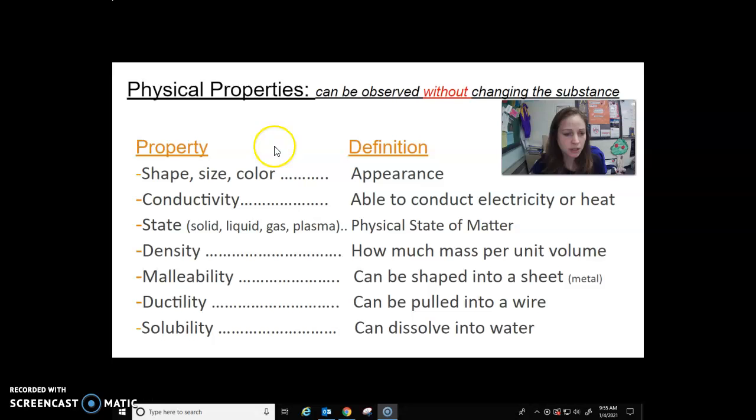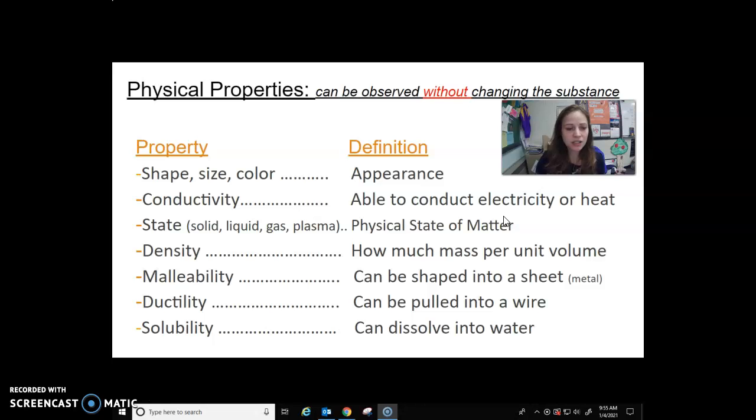Actually, another one just came to mind. But the shape, size, color, obviously that's just its appearance, but it is a physical property. Conductivity, the ability to conduct electricity or heat. Not every substance has that property, right? So metals are very good at conducting heat and electricity. Your hoodie is not a great conductor, right? It's more of an insulator.